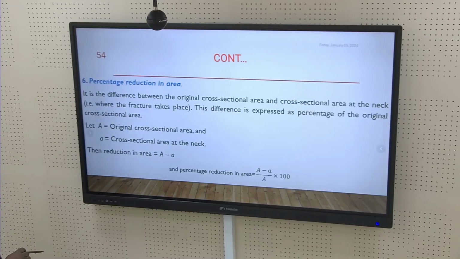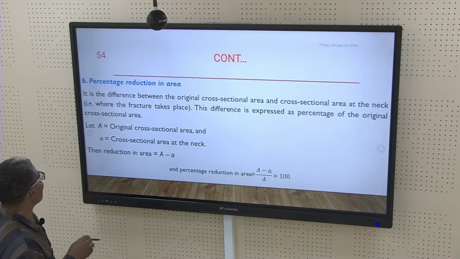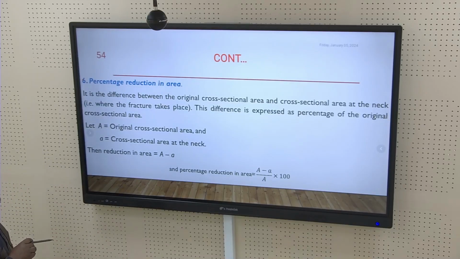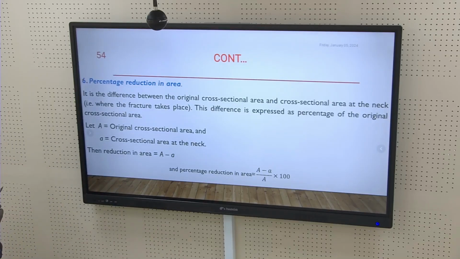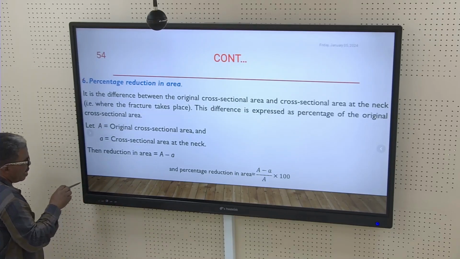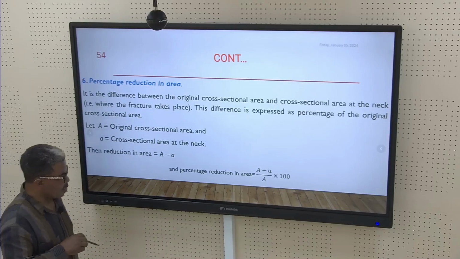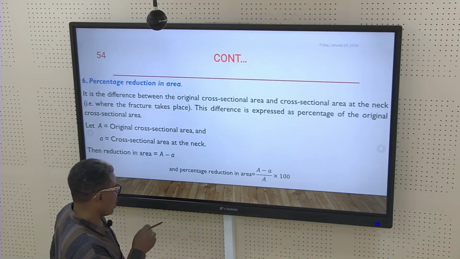So I want to see the percentage of reduction in area. It is the difference between the original cross-section area and the cross-section area at the neck, that is where the fracture takes place. This difference is expressed as a percentage of the original cross-section area. Let capital A be the original cross-section area and small a be the cross-sectional area at the neck. Then reduction in area is equal to capital A minus small a, and the percentage reduction in area is equal to (A minus a) over A, where A means the original area of the specimen.